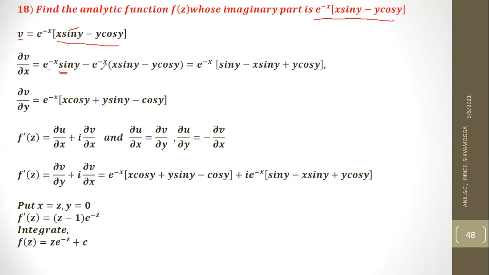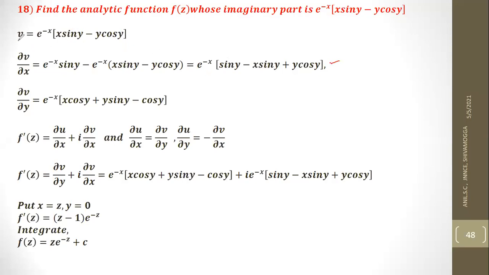Now e power minus x is common in both the terms. It is here and it is here. Take it outside, e power minus x. Then what you get inside is sin y minus 2x sin y minus x sin y, minus into minus plus y cos y. This is the partial derivative with respect to x.